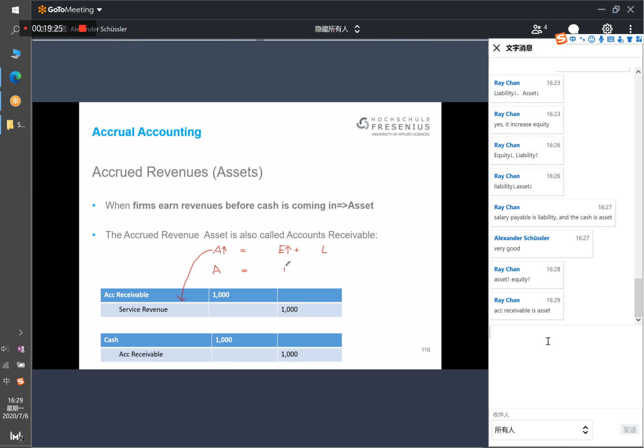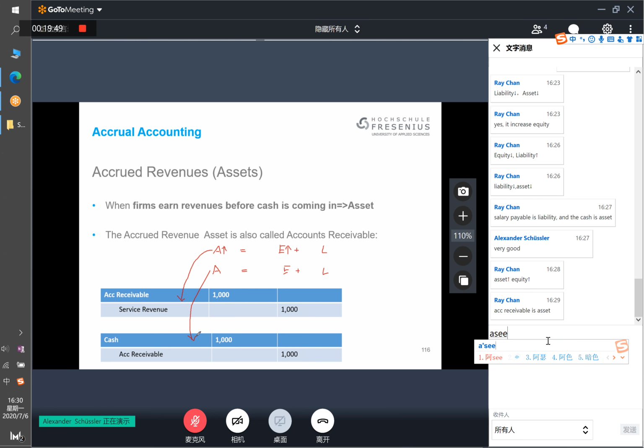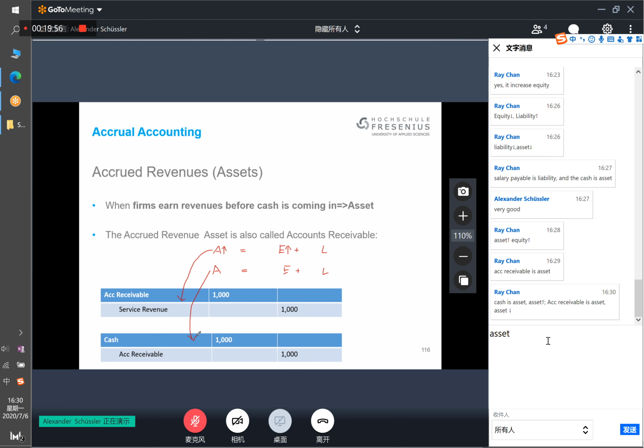And then our second. What do I write here? Cash and accounts receivable are affected. Account receivable is an asset. Cash is also an asset. Which goes up?